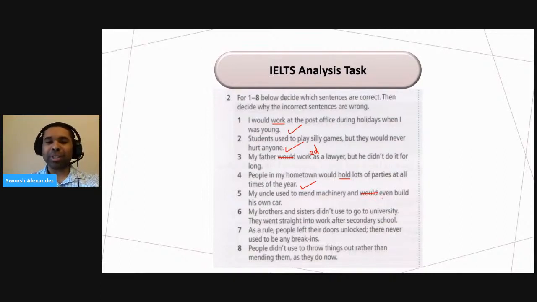This was a habit. He kept doing it and doing it and doing it. Clearly, this is not realistic that he would keep building new cars for himself. So even built using the past simple, because it's not a habit, it's something that happened on one occasion. That would be the correct answer for number 5. Number 6, my brothers and sisters didn't used to go to university. They went straight into work after secondary school.